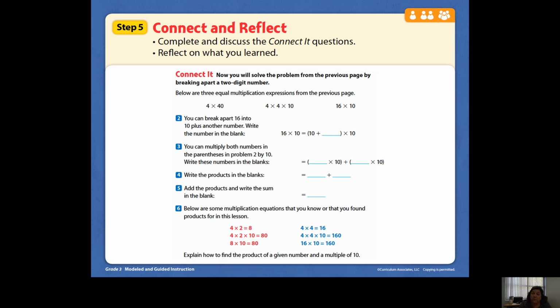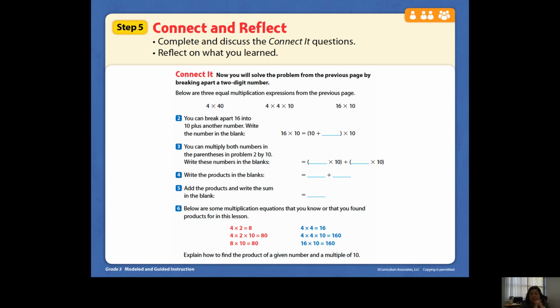We have 4 times 40, 4 times 10 and 16 times 10. You can break 16 into 10 plus another number. Write that number in the blank. So if we needed to break 16 apart, we can break it into 10 plus 6. That's right, guys. 10 plus 6. So in that point that you see on your page, you're going to put 6 down. So you're going to have 16 times 10 equals 10 plus 6 times 10.